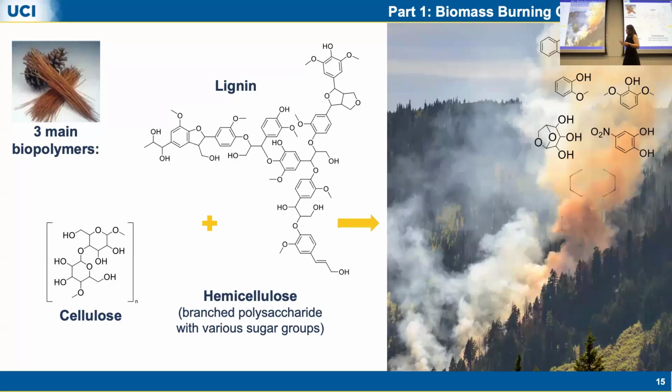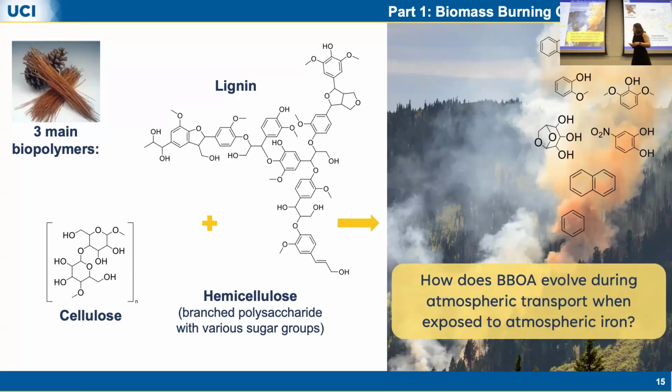And what you'll see here is as a function of combustion, you're going to get emissions of different things. You can have emissions of phenols, like catechol, aldehyde, glycol, and syringols, I'm showing here. You can also have some biomass burning tracer species, like levoglucosan and 4-nitrocatechol that Avery talked about earlier today. But you can also have polycyclic aromatic hydrocarbons at higher temperatures. This is more common under flaming combustion, but it does also happen under pyrolysis as you really push that temperature regime. And so what we wanted to know was, how does BBOA evolve during atmospheric transport when it's exposed to atmospheric iron?